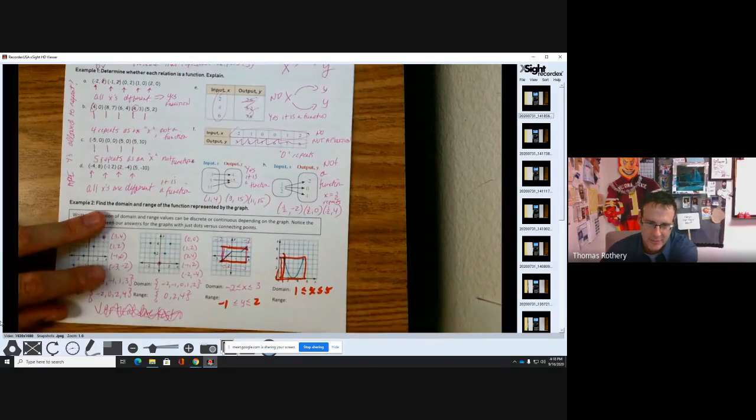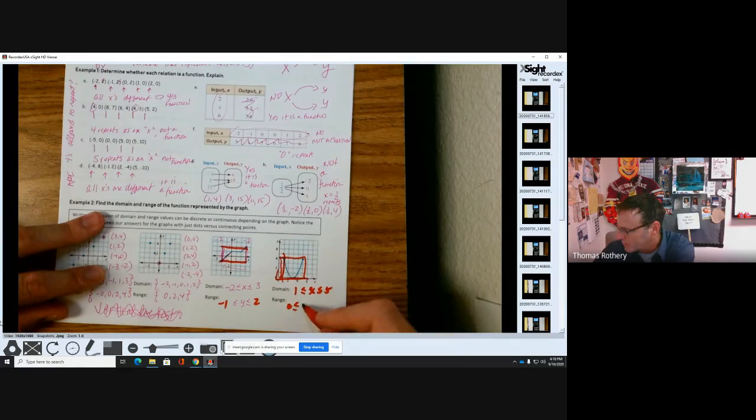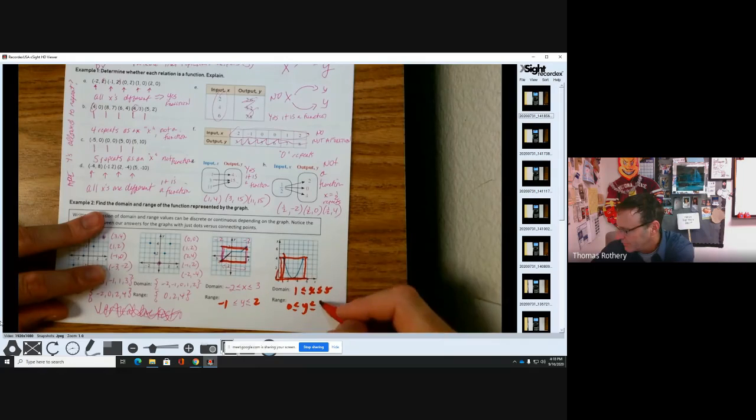Don't do it with a marker. It gets kind of messy. Range, how low does this go? Well, it goes as low as 0. Make sure you write this with respect to y. And how high does it go? It goes as high as 4.